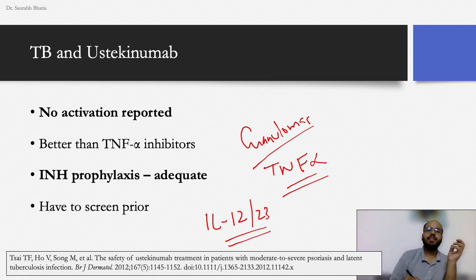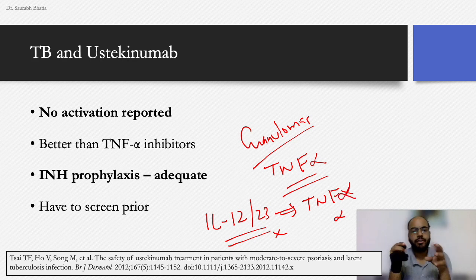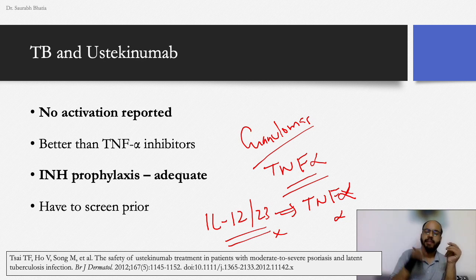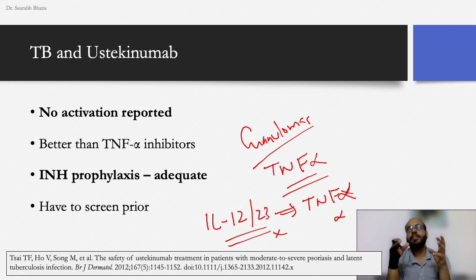Now, you will say that these interleukins also lead to secretion of TNF alpha, and if interleukins are blocked, TNF alpha is blocked, and you will have the same issue. But that blockage is theoretically not that much. Plus, we have other sources of TNF alpha also. That is why the activation of latent tuberculosis is not that much of a risk factor as compared to TNF alpha inhibitors. And I came across one paper in which INH, isoniazid prophylaxis, was given, and that has been found to be adequate for control of tuberculosis when a focus of latent TB was found.